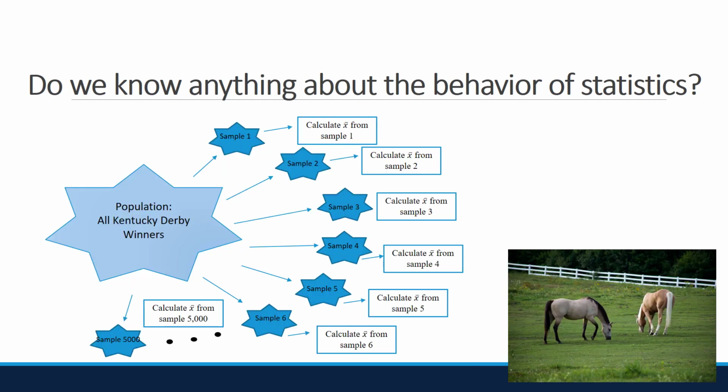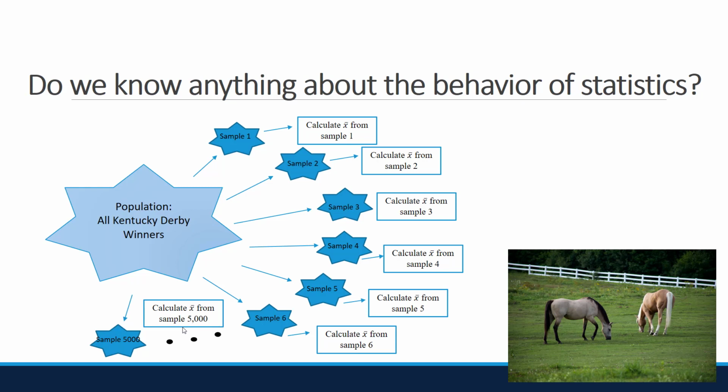Visually, for our example, we have the following. Notice that the population is all Kentucky Derby winners. We are going to take 5,000 samples. Each of the samples is smaller than the population, but similar in characteristics. From each of these samples, we're going to calculate an X-bar. Notice that this will result in a list of 5,000 X-bars. Notice that we have a long list of statistics.